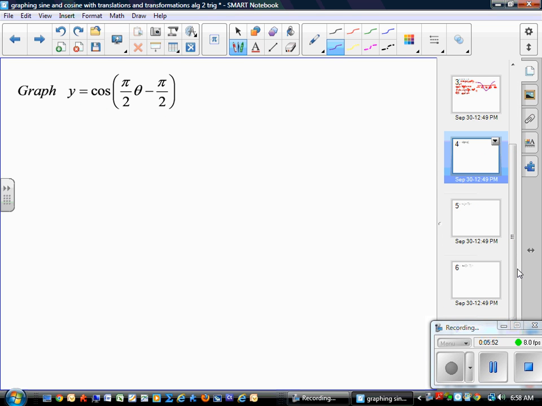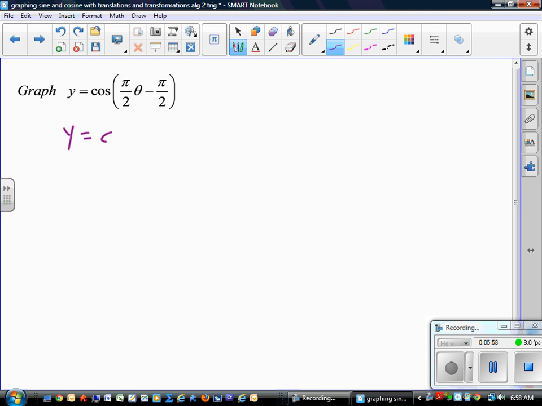So now we're going to work in terms of pi's. Again, we have to factor. So I have y is equal to the cosine of, I'm going to pull out a pi over 2, and I'm left with theta minus 1.